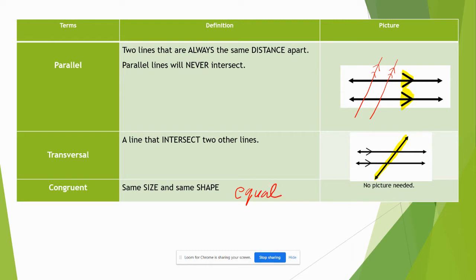Okay, on the rest of the definitions, you're going to want at least 4 different colors. Highlighters work awesome, but so do 4 different colored pencils. So if you need to, pause the video and go get 4 different colors. It's going to really help us to be able to identify the special angles that are formed.